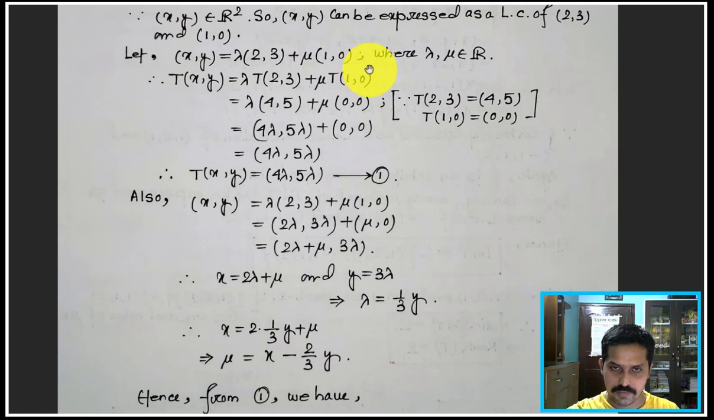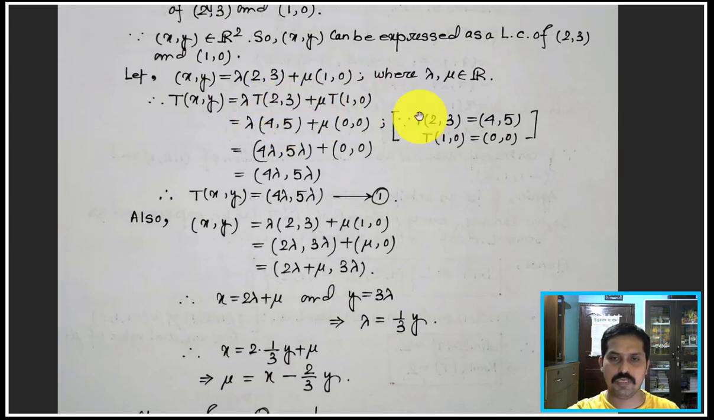Now come to this part. As (x, y) equals lambda (2, 3) plus mu (1, 0), let us apply the linear transformation on both sides. We will have T of (x, y) equals lambda T of (2, 3) plus mu T of (1, 0). Now what is the value of T of (2, 3)? It is given as (4, 5). And mu T of (1, 0) is (0, 0). Doing the simplification, you will get (4 lambda, 5 lambda). So T of (x, y) equals (4 lambda, 5 lambda).